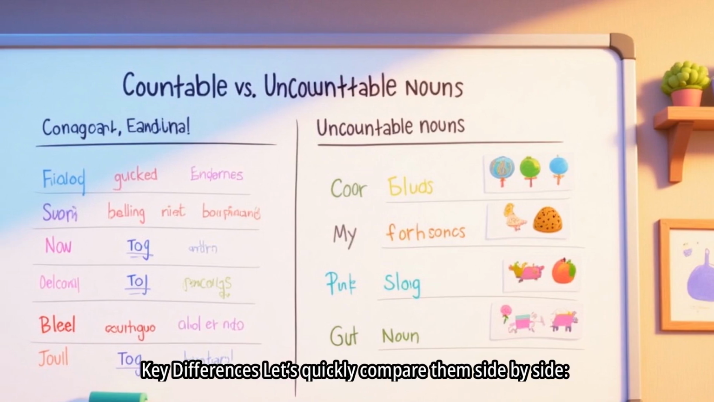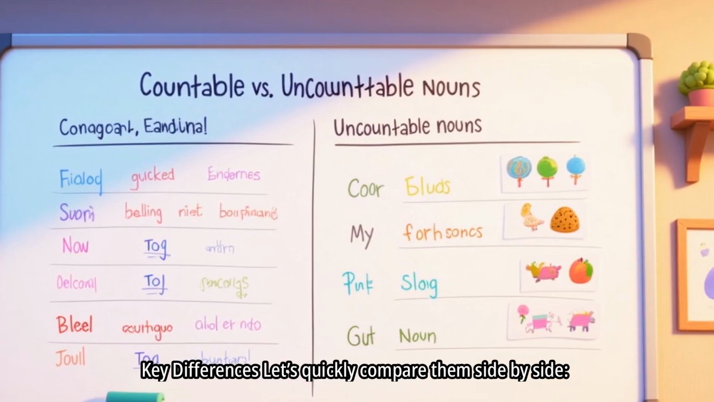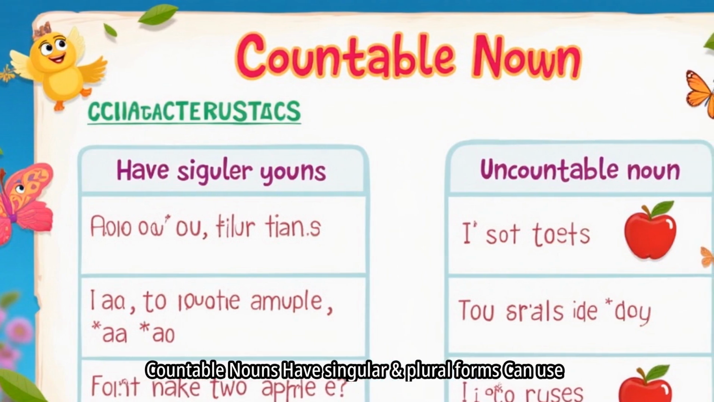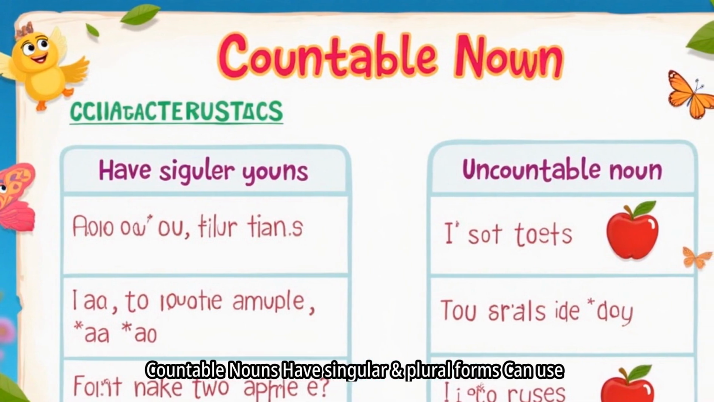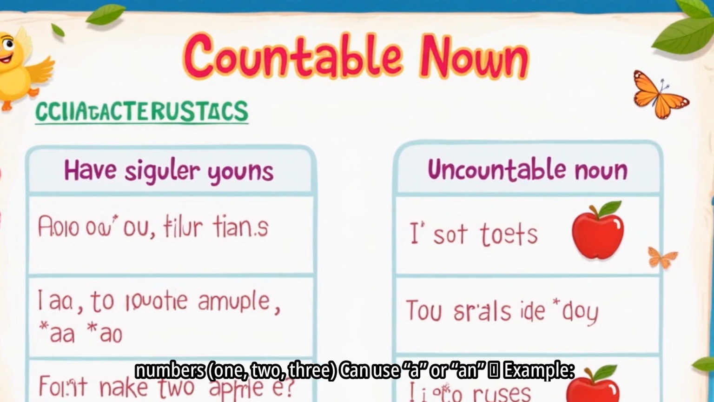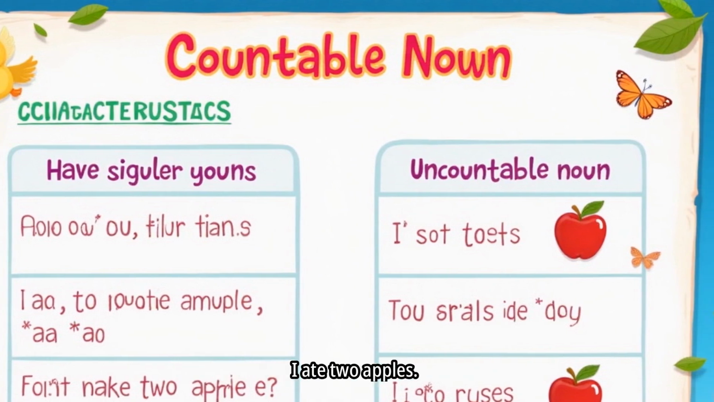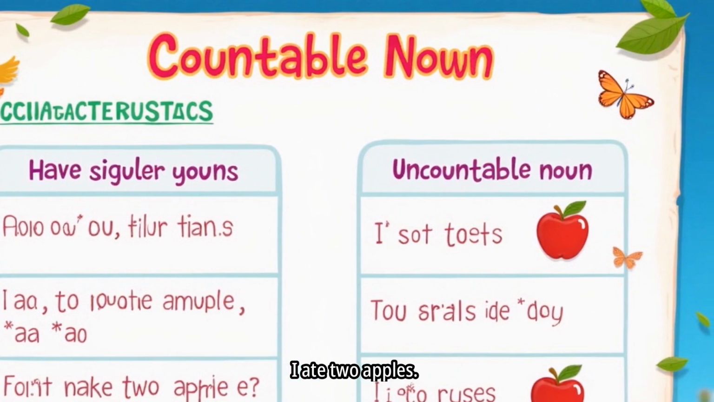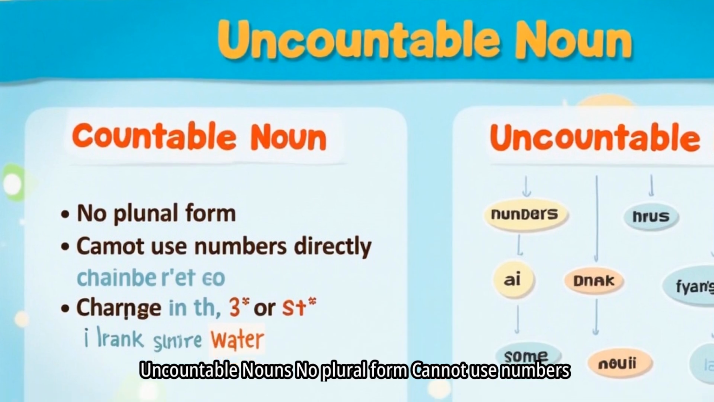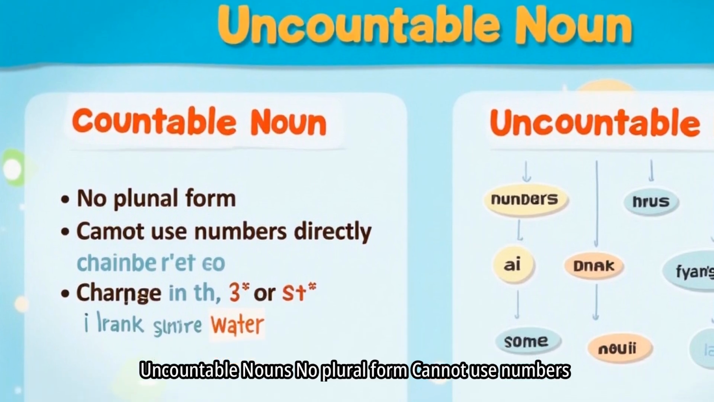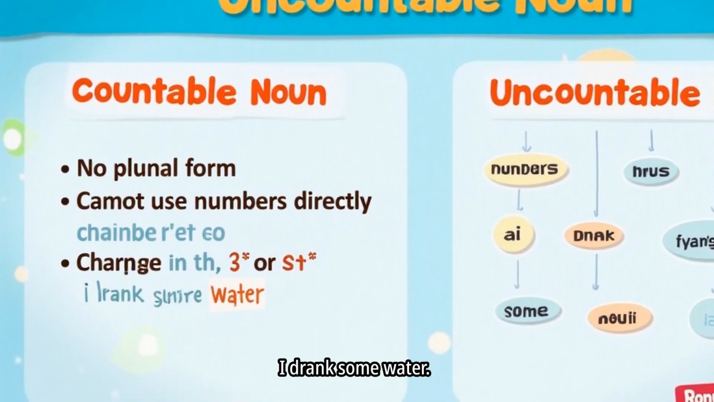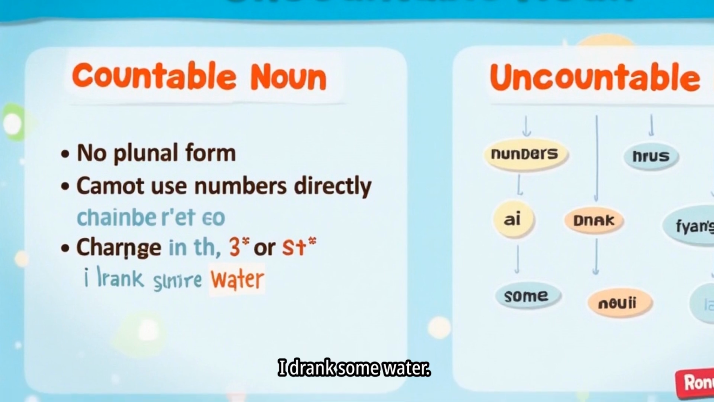Key differences. Let's quickly compare them side by side. Countable nouns have singular and plural forms. Can use numbers: 1, 2, 3. Can use a or an. Example: I ate 2 apples. Uncountable nouns: no plural form, cannot use numbers directly, cannot use a or an directly. Example: I drank some water.